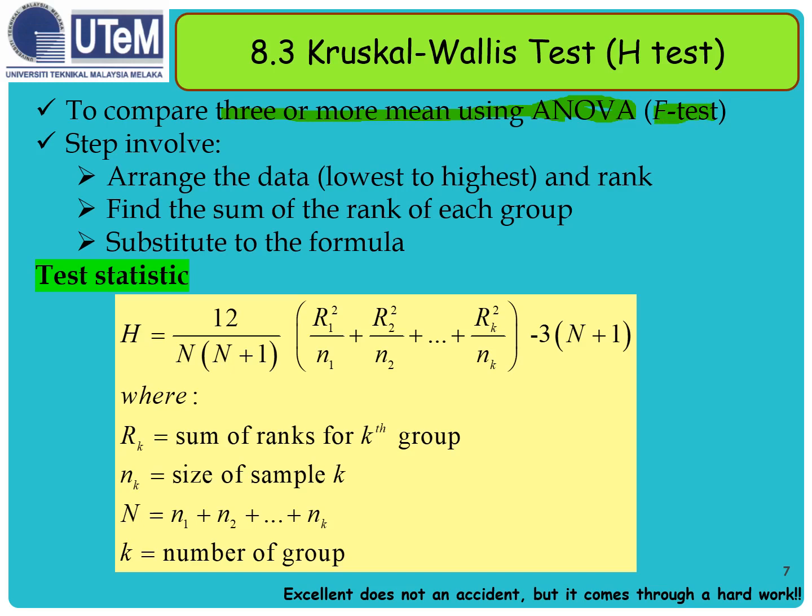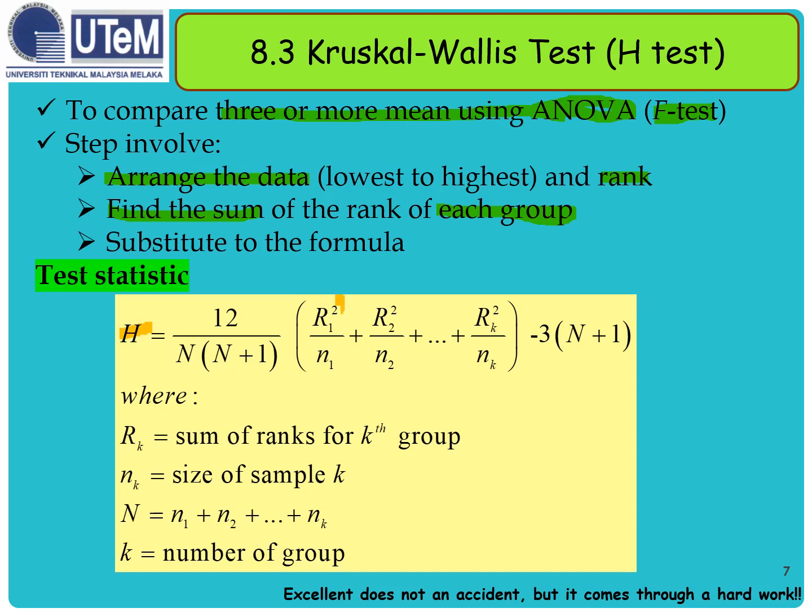So there are steps involved here. First one is to arrange the data from lowest to highest, same as previously for Mann-Whitney, and then we have to rank. The second one, find the sum of the ranks for each group, same as Mann-Whitney, and then substitute into the formula.